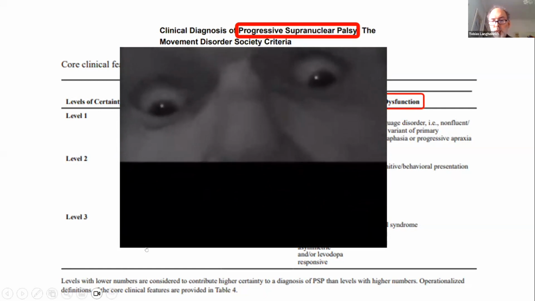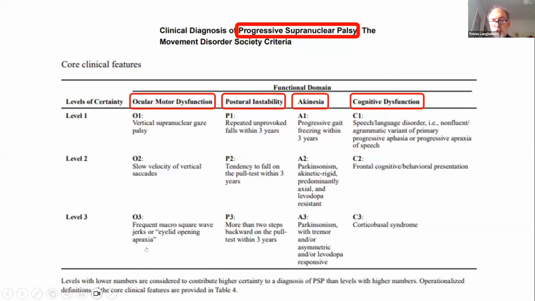So this is your vertical supranuclear gaze palsy. This is very, very specific for progressive supranuclear palsy. The difficulty is that this often occurs late, or it may never occur, and you only have slowness. So you can still look down, but it's slower.